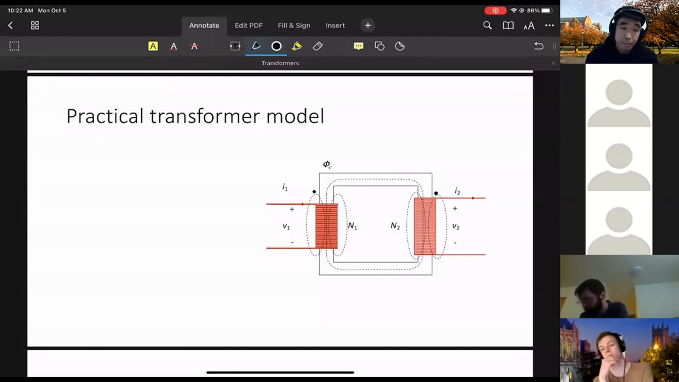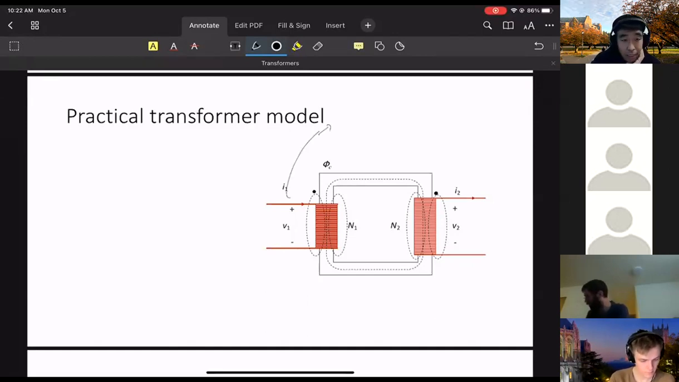And practical transformer basically means, let's look at some of the assumptions that we made for ideal transformer that was not so practical. So let's look at the first assumption. Let's look at where we made assumption, right? So let's look at the windings. Okay, so let's look at the windings. So what does a winding look like?